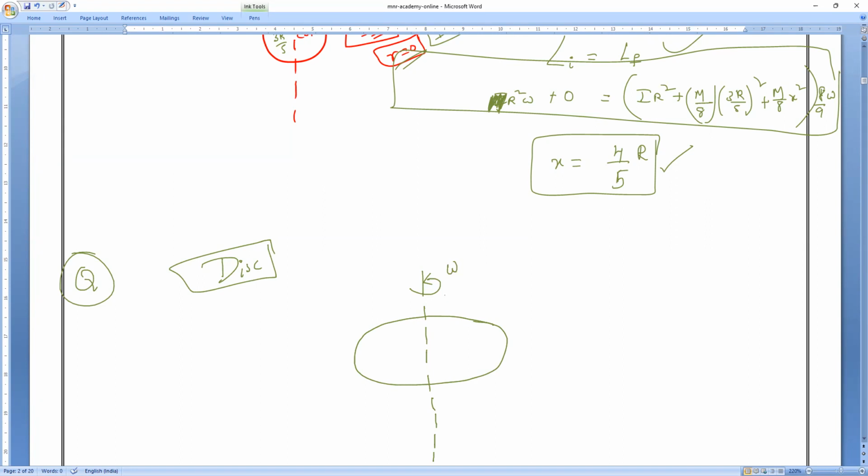Now we all know the angular momentum formula. For symmetric objects like a disk, what is the angular momentum formula? L is equal to I omega. Am I right or wrong? Please respond, everybody. So this is the platform, brothers.